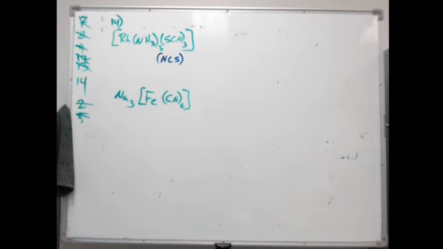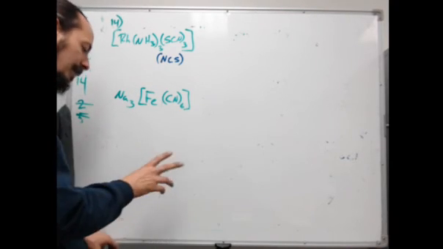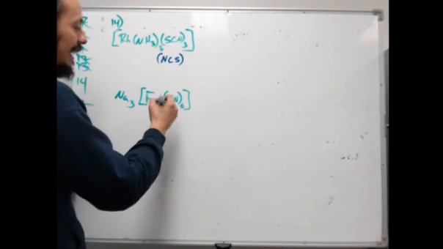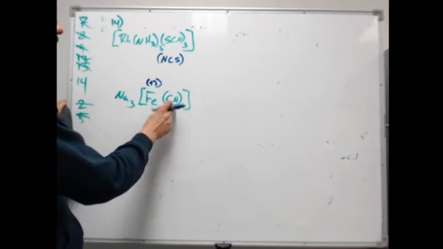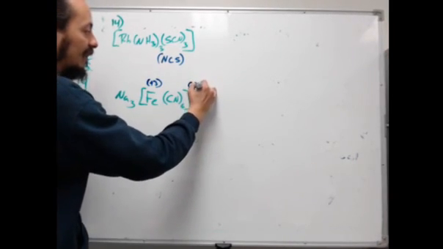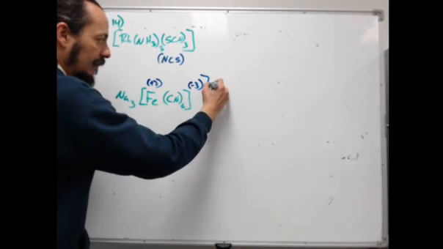So the 3 at the end indicates that there's 3 sodiums? Yes, because what the 3 at the end really indicates is the fact that the iron is +3. And I've got 6 cyanides, so I know that this thing is overall -3.